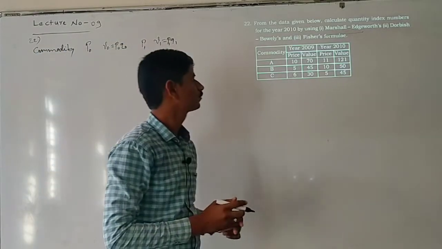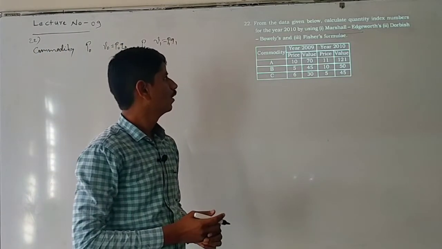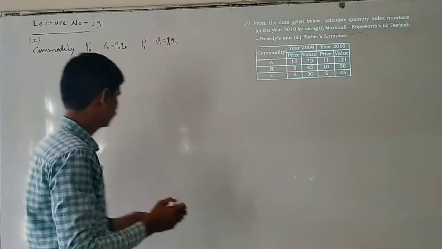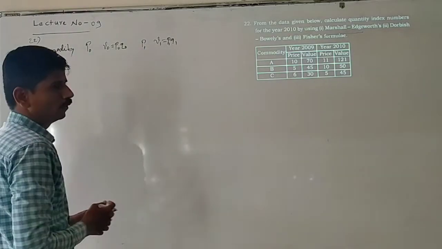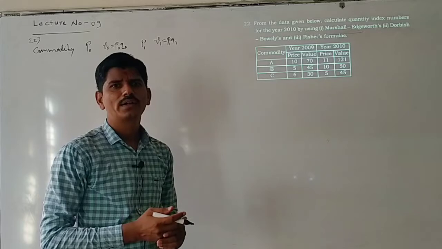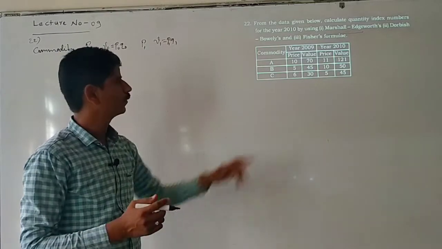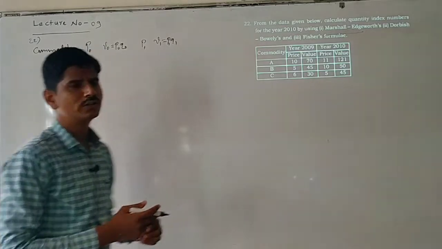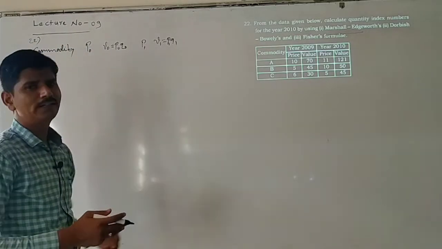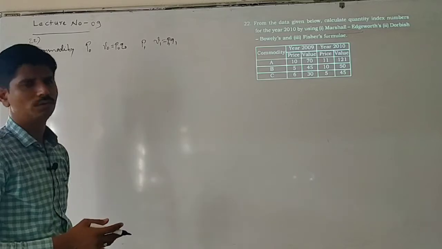Here value is nothing but price multiplied by quantity. Value equal to price multiplied by quantity, that is P into Q. Here they are given base year value, which means take P naught into Q naught. They are given current year value, which means take P1 into Q1.